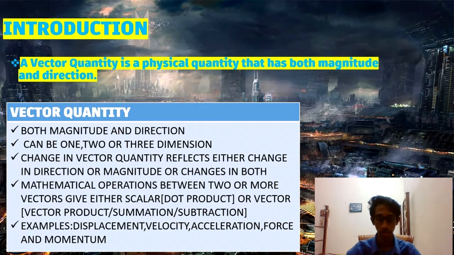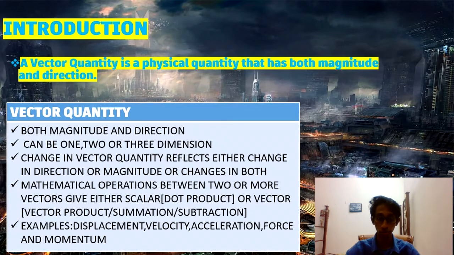Now, what does a vector quantity have? As I've said before, vector quantity has magnitude and direction. Vector quantity can be 1, 2 or 3 dimensional. Scalar quantity only works for 1. But here we're talking about vector quantity, and we are going to put our emphasis on vector quantity because it has 3 dimensions. Thirdly, change in vector quantity reflects either change in direction or magnitude, or the changes can occur in both.